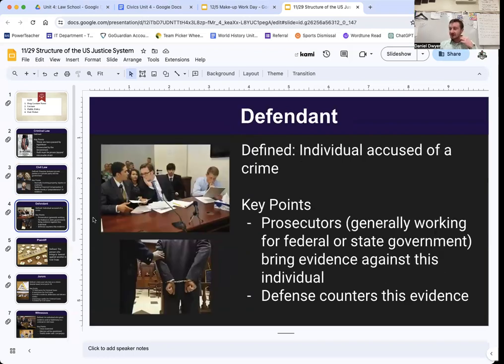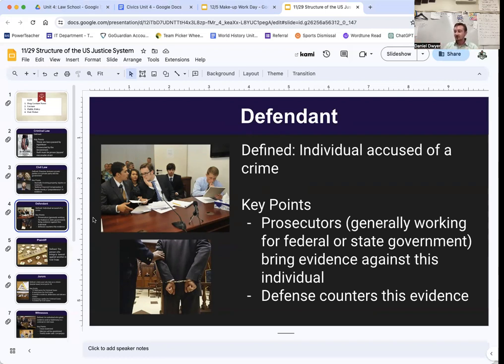So what are you going to hear in court? There's the defendant, the person who is accused of the crime. They hire a defense attorney to protect them, essentially. Prosecutors, especially in criminal law, are going to be the ones working for the government. They're the ones saying this person committed the crime. In civil law, they're like the other person who is suing, and then the person being sued is the defendant.